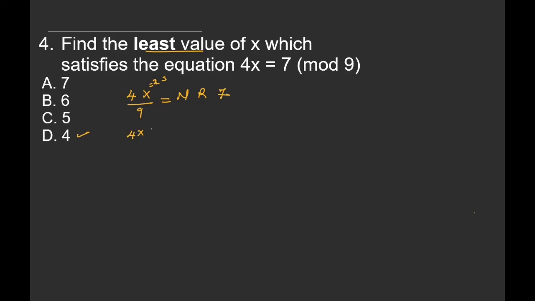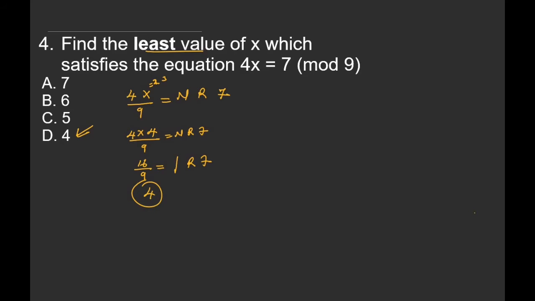So 4 times 4 divided by 9 is equal to a number with a remainder of 7. Is this true? Let's try. 4 times 4 is 16. 16 over 9. 9 will go into 16 just once with a remainder of 7. It means 4 is the correct option, and that's the answer to the question.